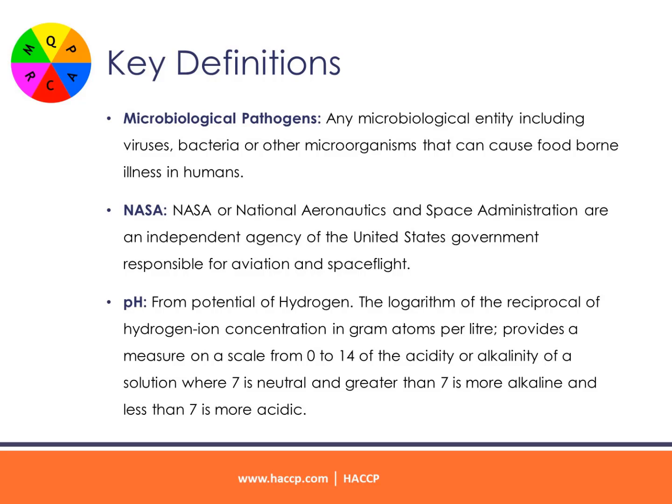pH, from potential of hydrogen, the logarithm of the reciprocal of hydrogen ion concentration in gram atoms per liter. It provides a measure on a scale from 0 to 14 of the acidity or alkalinity of a solution, where 7 is neutral, greater than 7 is more alkaline and less than 7 is more acidic.